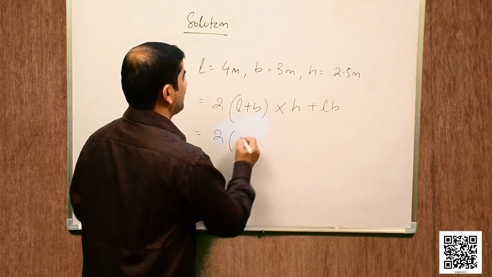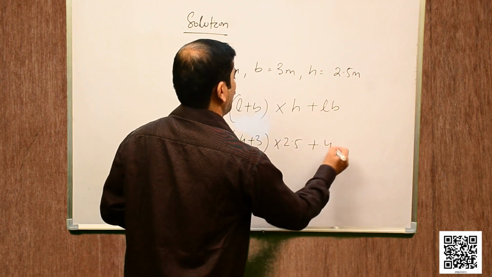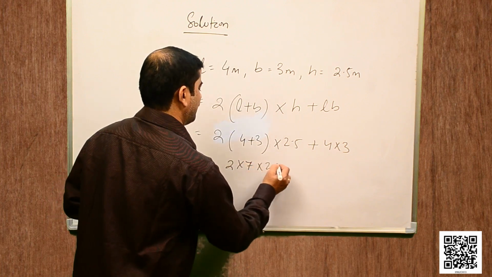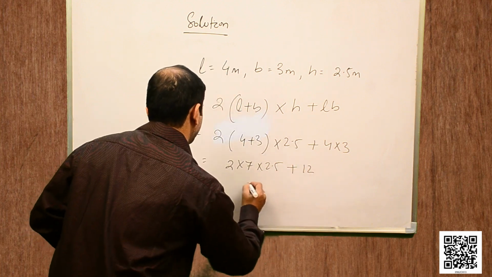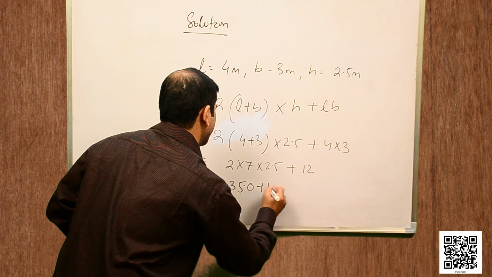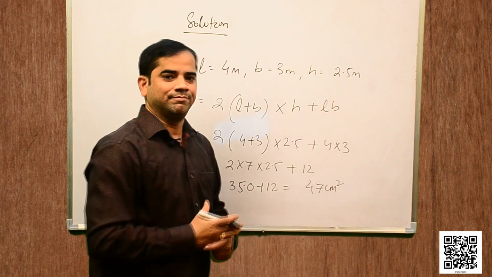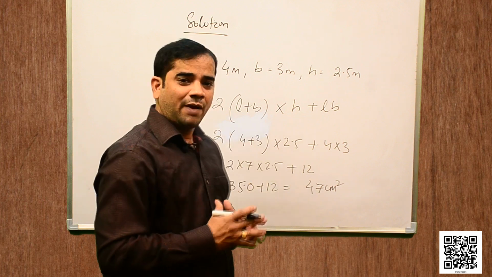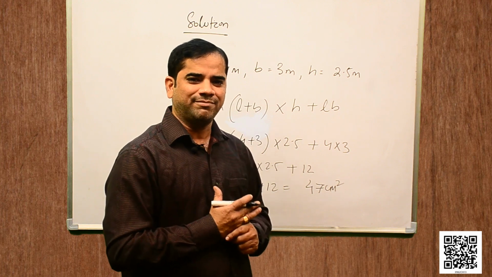So this is 2 into (4 plus 3) into 2.5 plus 4 into 3. So 2 into 7 into 2.5 plus 12. 35 plus 12, that is 47 meter square. So we need 47 meter square of tarpaulin for the desired work. Hope you understand the solution for this question.